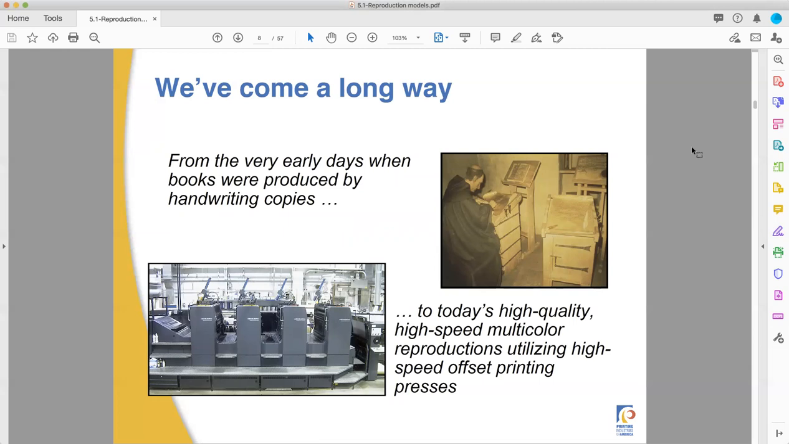Nowadays, you have these high quality, high speed multicolor processes using high speed offset printing presses. And nowadays, since they've published this particular slide set, things are being taken over by even more robust systems that do even more interesting things, like spraying ink from tiny nozzles and electrostatically clinging small particles of polymer ink and then heating them to melt onto the paper. There are all sorts of ways of printing that produce all sorts of high quality images on all sorts of varied substrates.